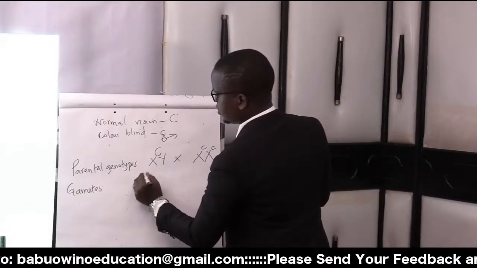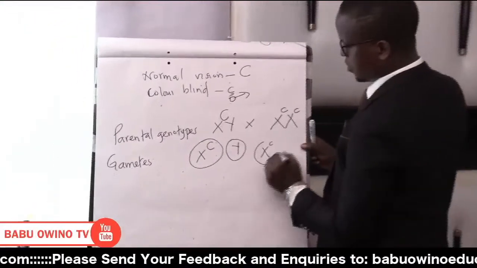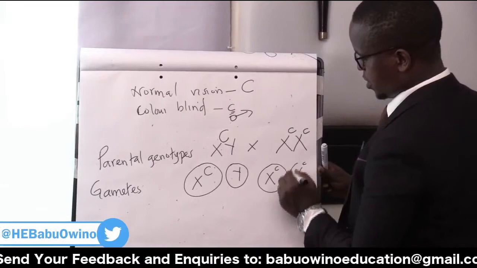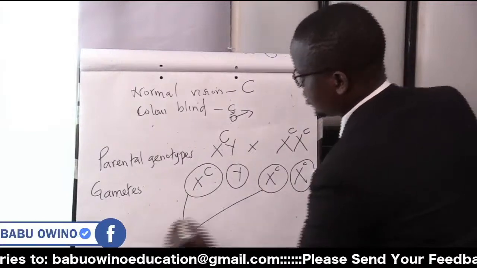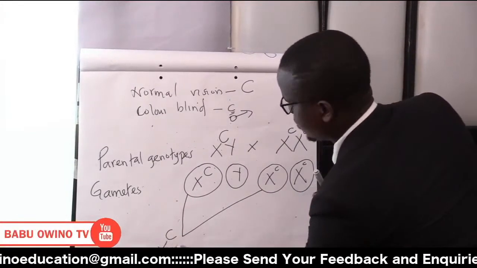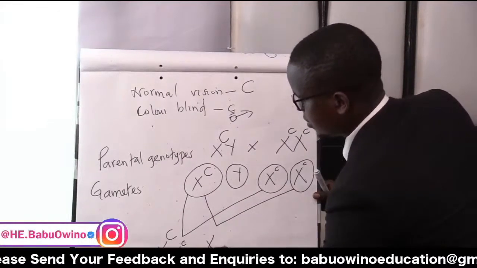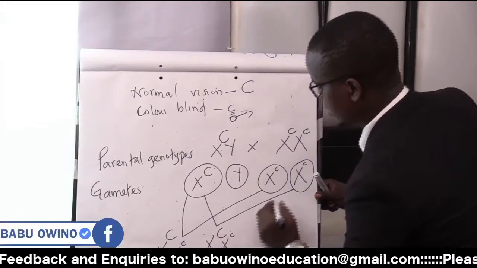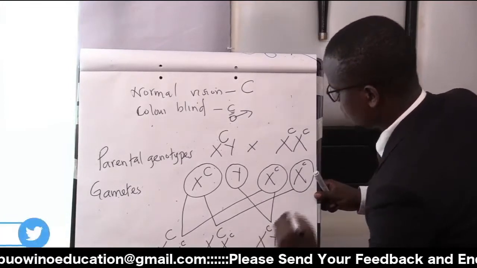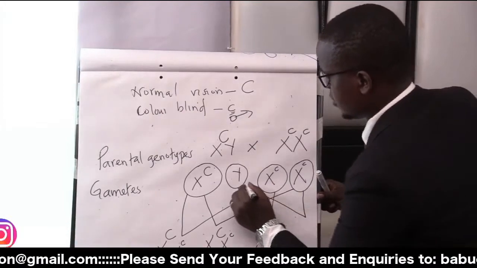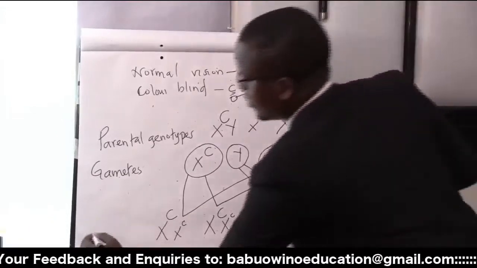this is capital C there, this is Y, this is what we have, and this is what we have. So if we now work out the crossing, the fusion, this comes with this, so this is X capital C, X small c. If we bring this one to this, this is X capital C, X small c. If we bring this one to this, that possible fusion, that is what we have, and also this one here, we end up having X small c and Y.